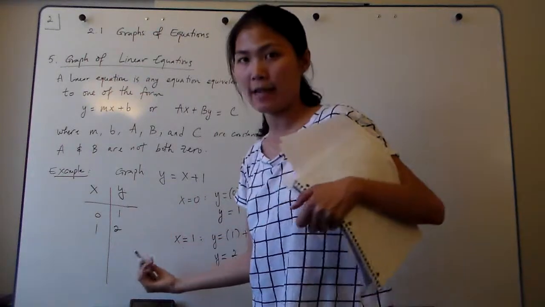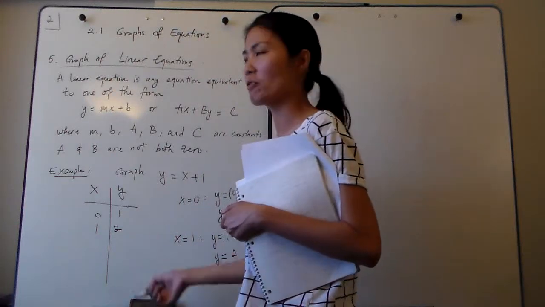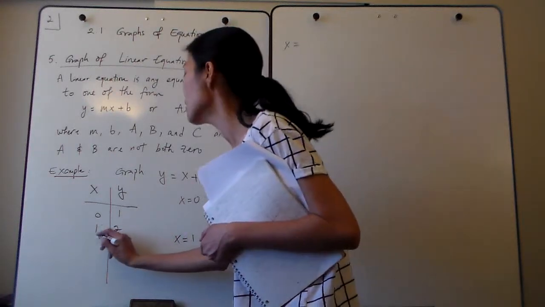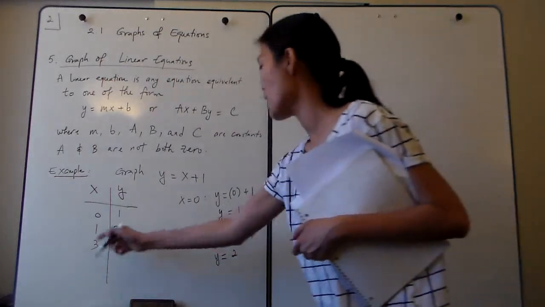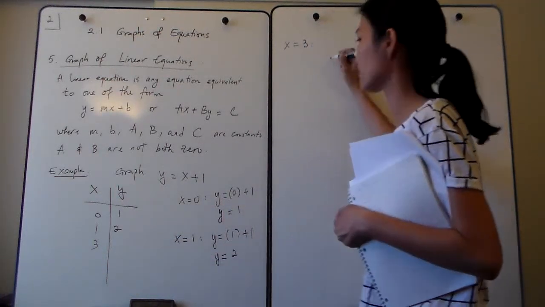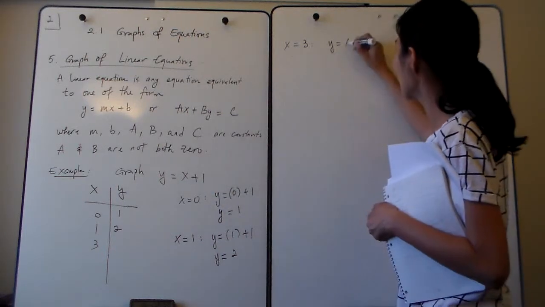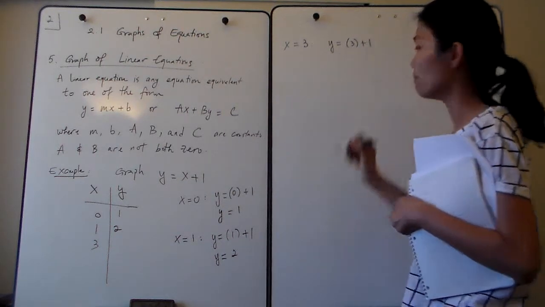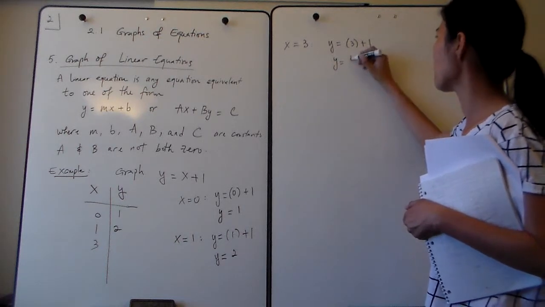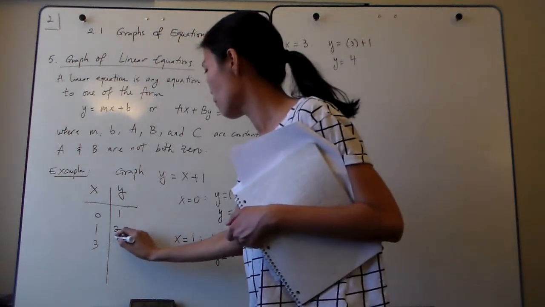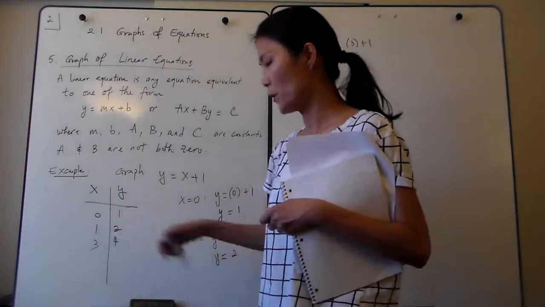X equal to, let's say, you can pick any number you want, but probably pick an easy number to avoid miscalculation. Let's substitute x equal 3. So x equal 3 right here. Y equal to 3 plus 1. Simplify, we get y equal to 3 plus 1 is 4. Okay? So we have 3 points right here.